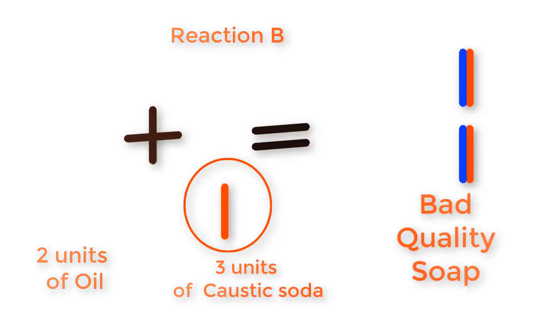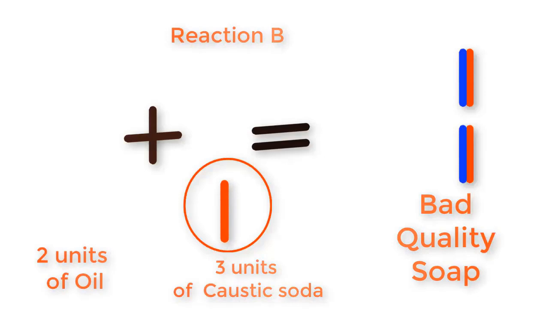Now, this 1 unit of caustic soda that is left behind can cause skin irritation, itching, or any other skin problem. This is an example of a bad quality soap. So how do you define a bad quality soap? A bad quality soap is a soap whose caustic soda was not completely consumed in a reaction during the formation of the soap. In other words, we refer to it as excess caustic soda left behind.